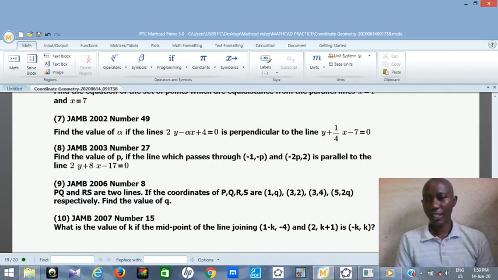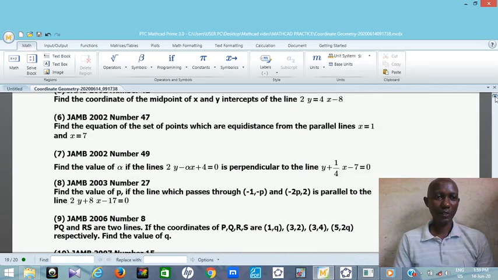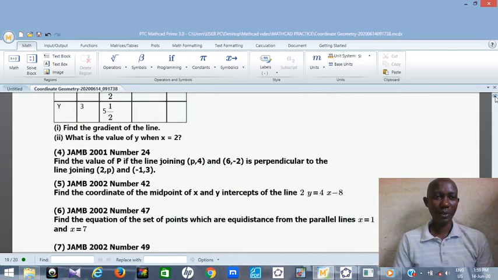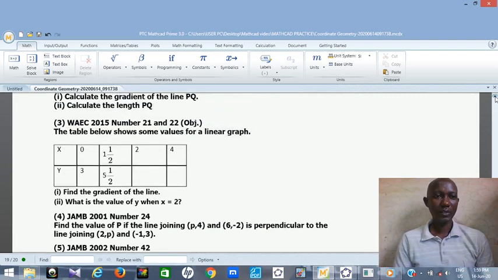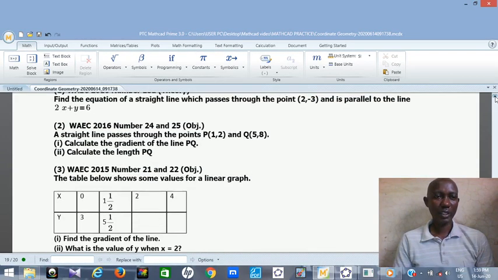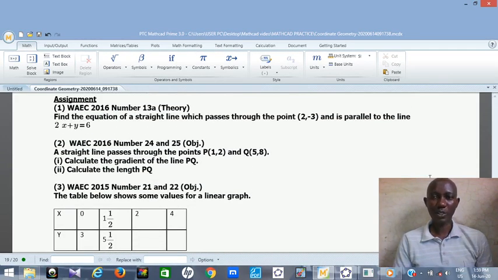So that is all I have for you. Go through them as revision questions, as assignment questions. Go through the videos from the beginning of coordinate geometry. Follow the class step by step. You see that all these questions are not difficult. So take note of these questions, revise them, then go to your past questions, revise more questions on the topic, and go through the videos. Any one you cannot solve, you will see that it's not difficult.